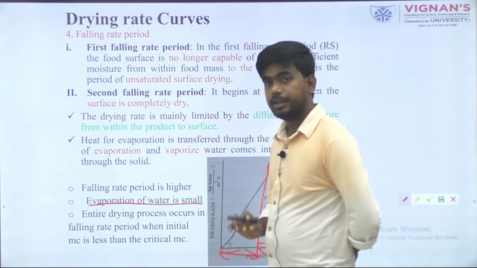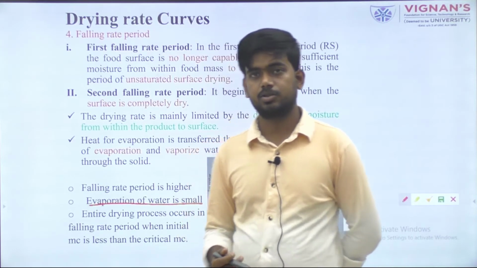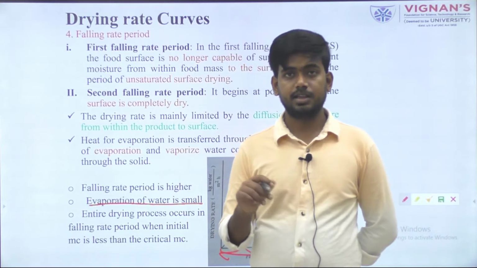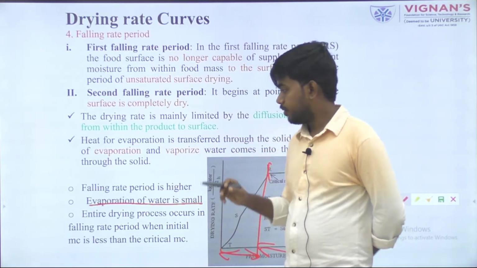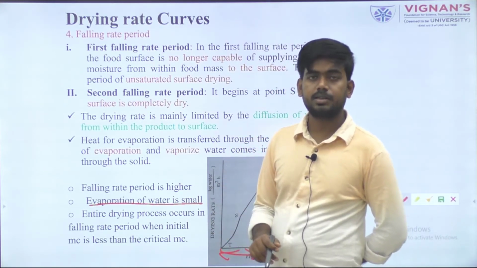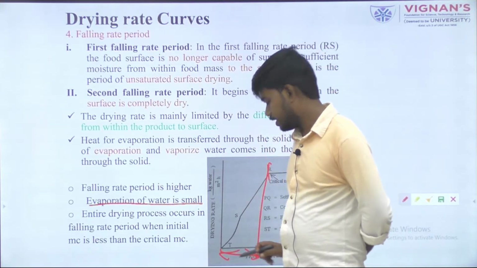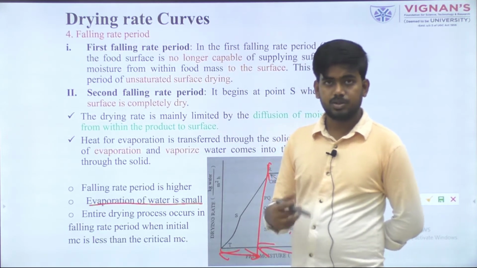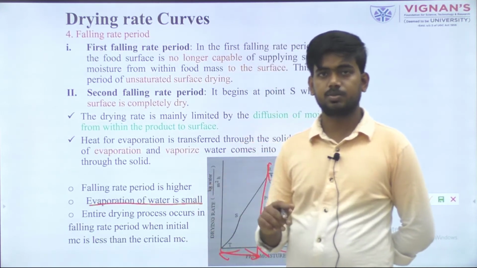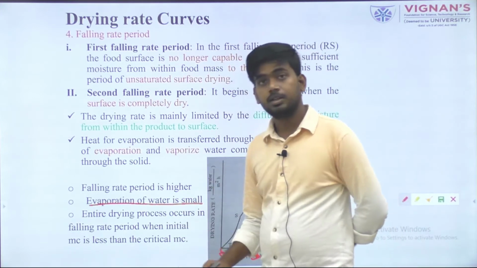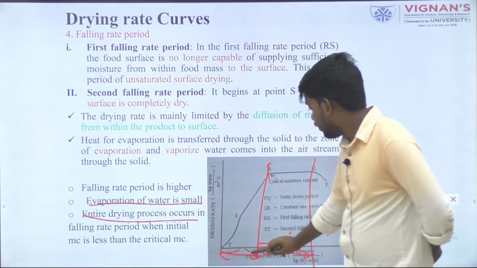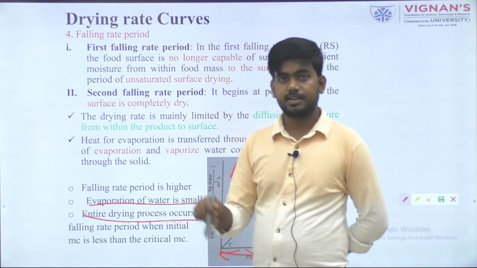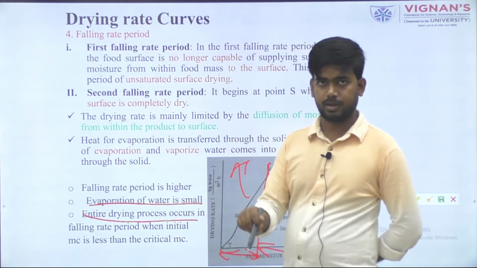And one thing you should remember is that the majority of the entire drying process takes place only in the falling rate period. The moisture that can be removed by the constant rate drying period is a much smaller quantity, and the majority of the drying process takes place in the falling rate drying period. That's why the falling rate drying period is the key parameter of any drying process for that particular product.